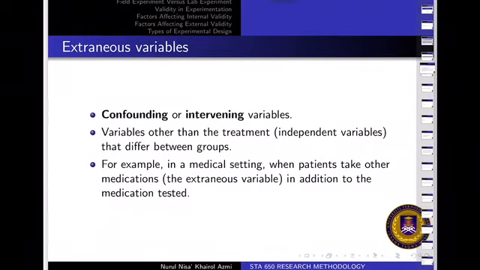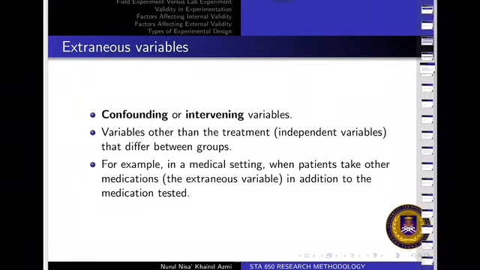Extraneous variable, also called a confounding or intervening variable. So kalau you baca dekat dalam journal ke, buku ke, confounding, intervening, that is also called the extraneous variable. Actually it is the variable or factors that cannot be controlled. Variables other than treatment that differ between groups. For example, in a medical setting, when patients take other medication, the extraneous variable is in addition to the medication tested.